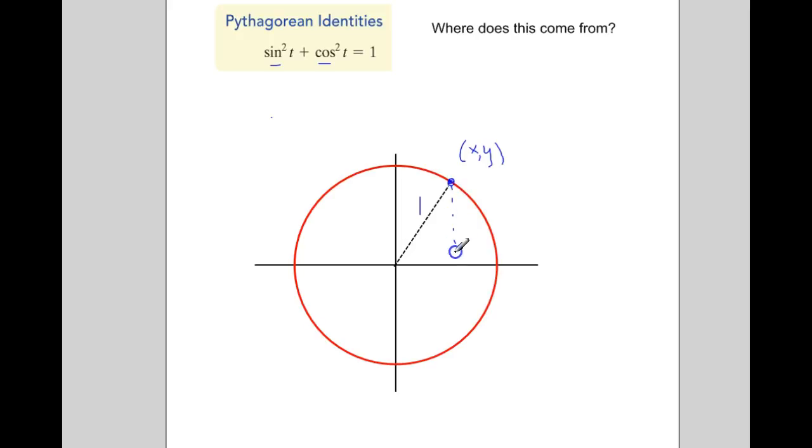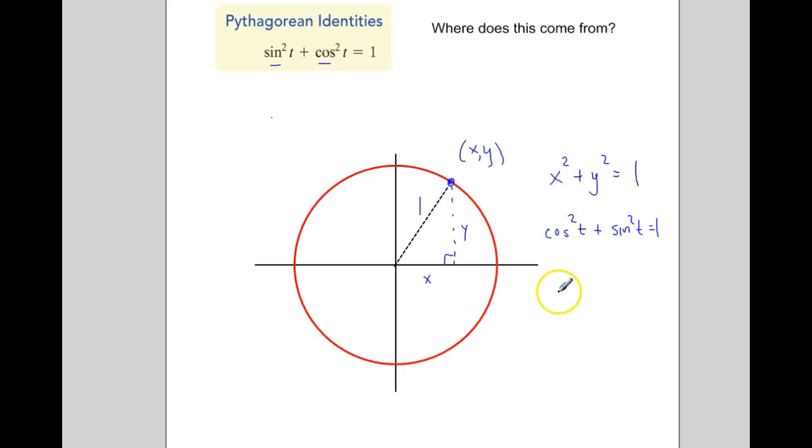If we come down here, we make a right angle. What's this length right here? Well, that's how far over we go to get to the x-coordinate of that point. So this is x. The height here is y. So we have a right triangle, and that's x squared plus y squared equals 1. But in the unit circle, x is the cosine function, y is the sine function. So we end up with cosine squared t plus sine squared t equals 1. Now notice that we put the squares for these trig functions.